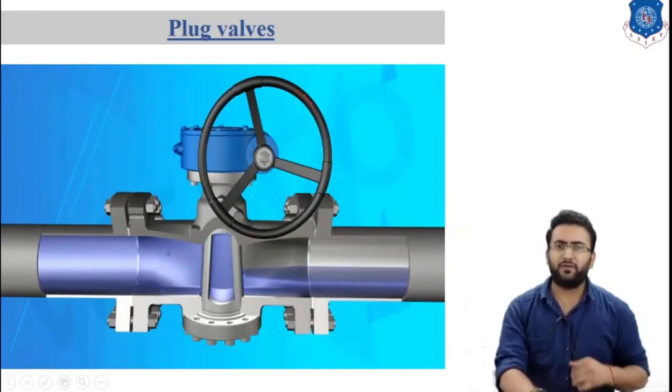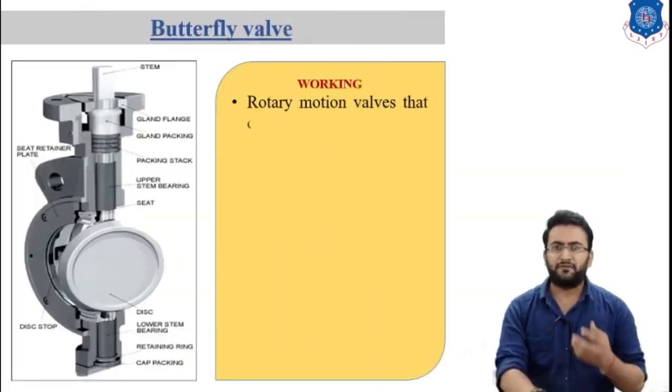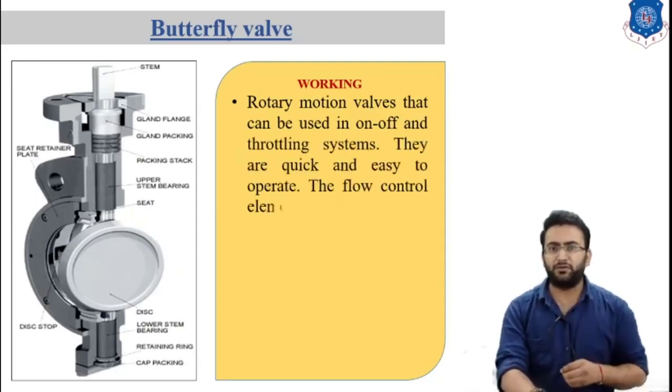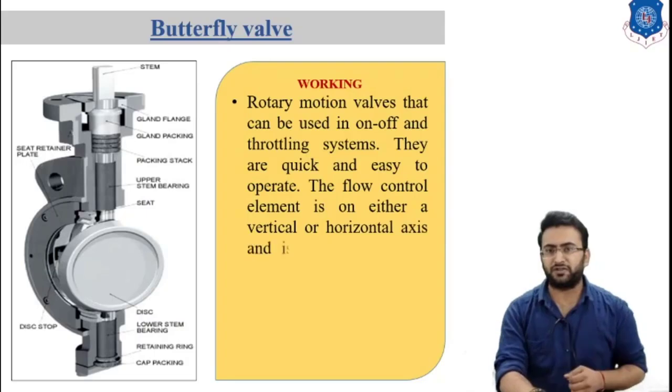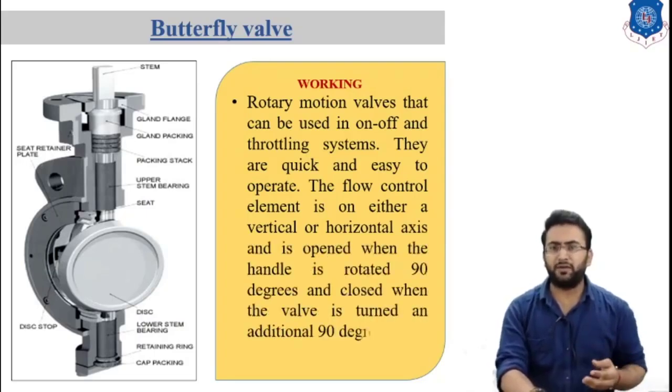Now let's talk about another type of valve, which is the butterfly valve. The butterfly valve is a rotational motion valve that can be used in on, off and throttle systems. They are quick and easy to operate. The flow control element, on either a vertical or horizontal axis, is open when the handle is rotated 90 degrees and closed when the valve is turned an additional 90 degrees.